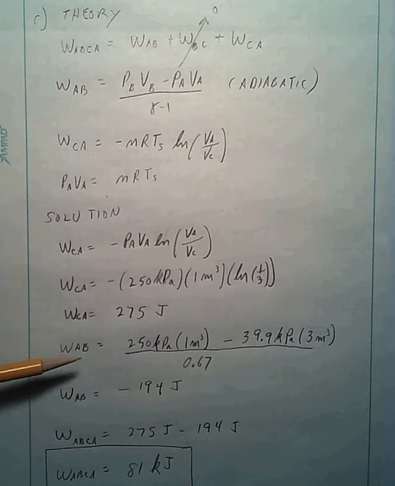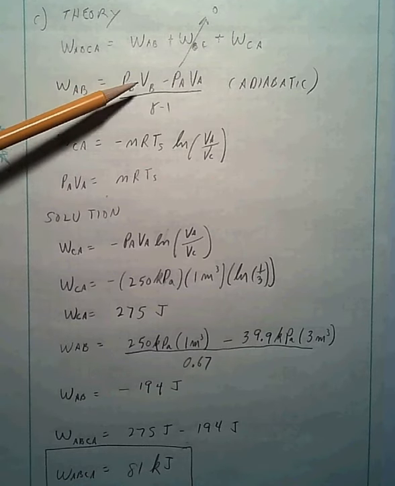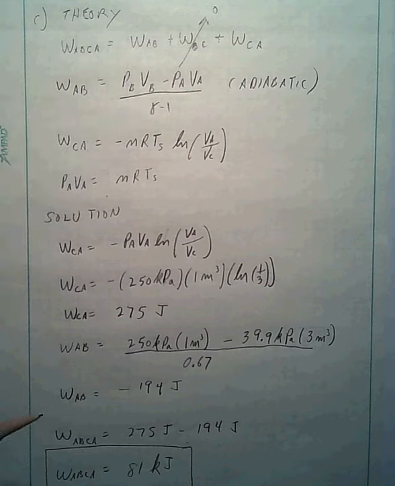Now the work from A to B is simply inserting the values into this expression. When the pressure and the volumes are put in and divided by gamma minus 1, then the work from A to B is minus 194 joules. So the combined work on the gas is 81 joules.